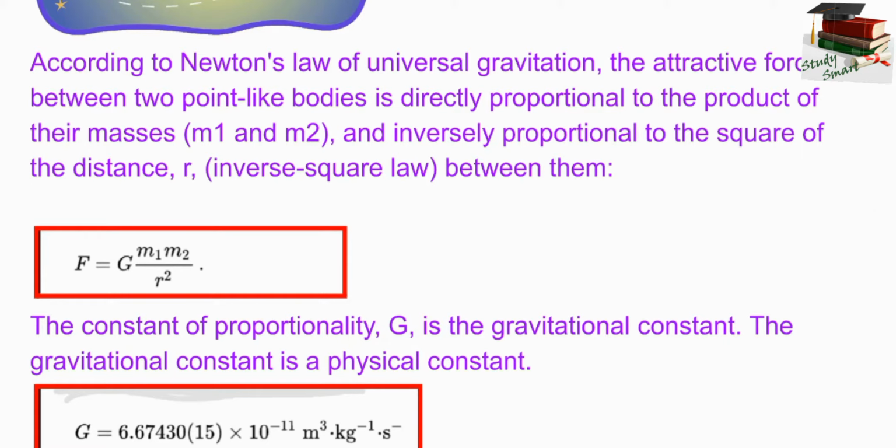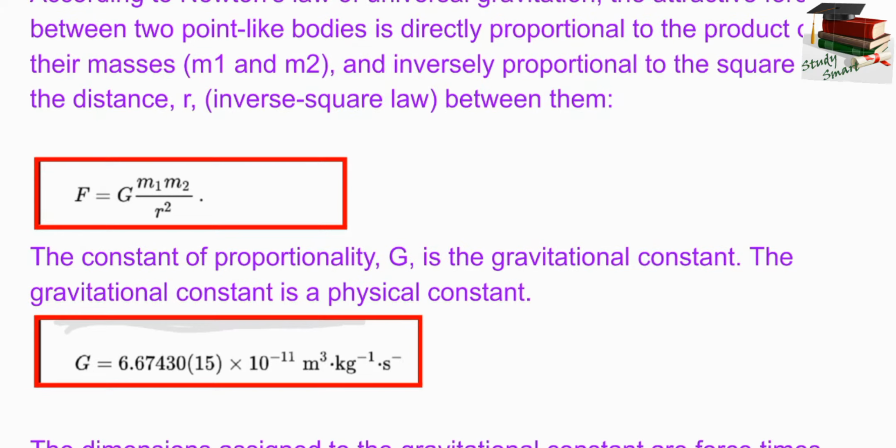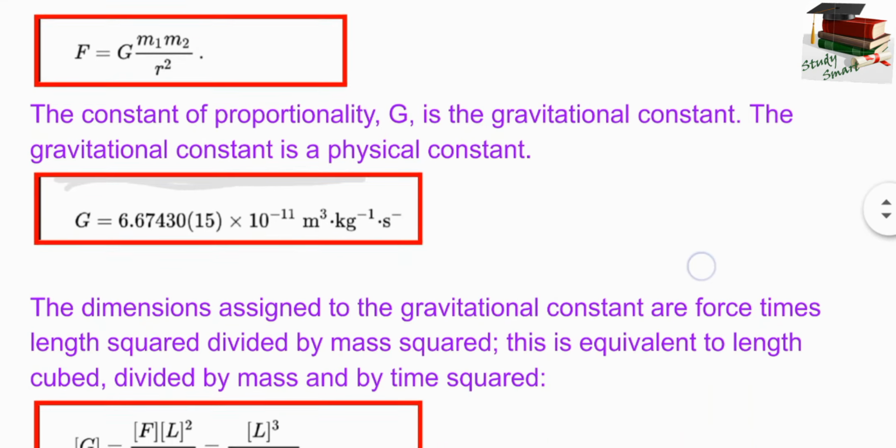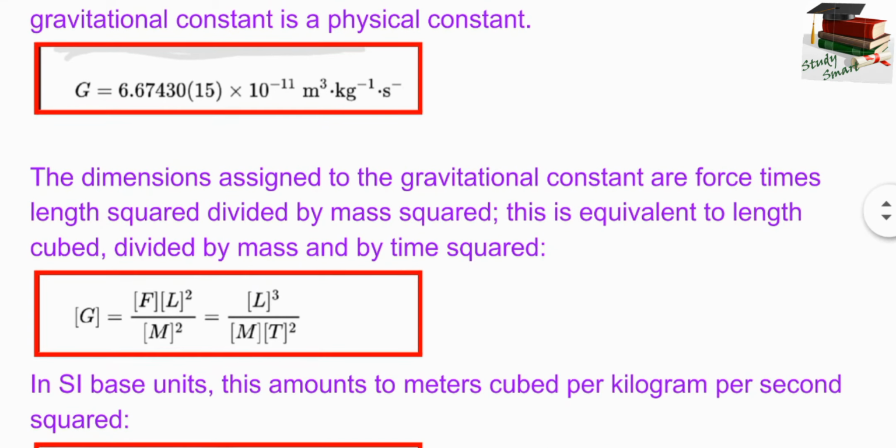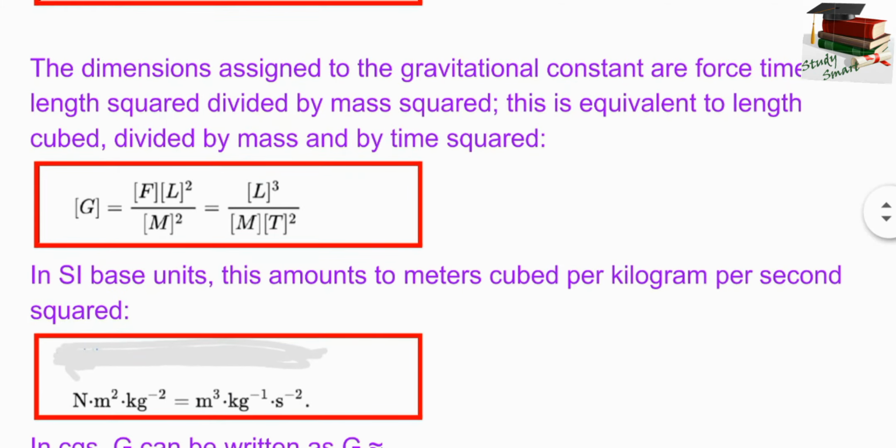The gravitational constant is a physical constant. G equals 6.67 into 10 power minus 11 meter cube kg inverse second inverse. The dimensions assigned to the gravitational constant are force times length square divided by mass square. This is equivalent to length cube divided by mass and by time square. In SI base units, the amount is meter cube per kilogram per second square.